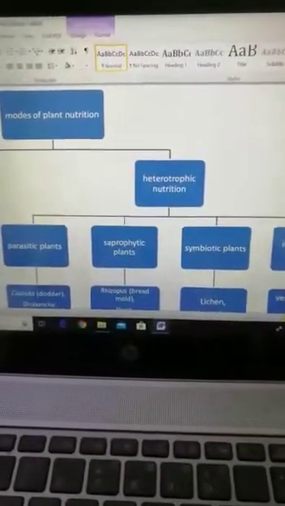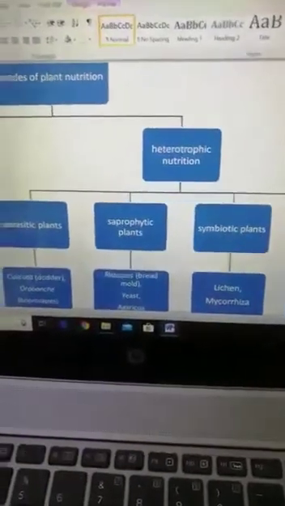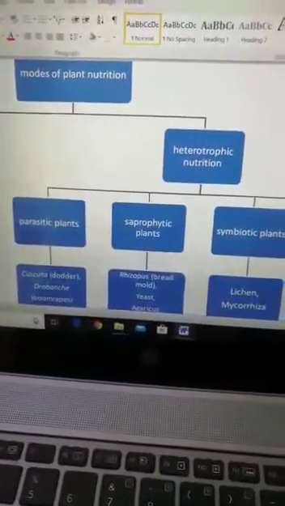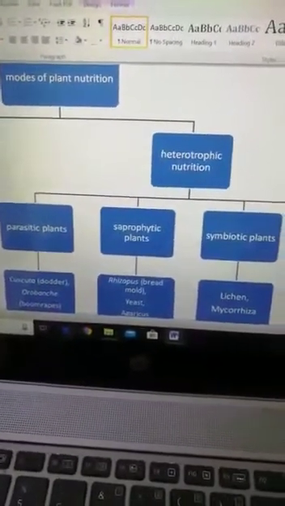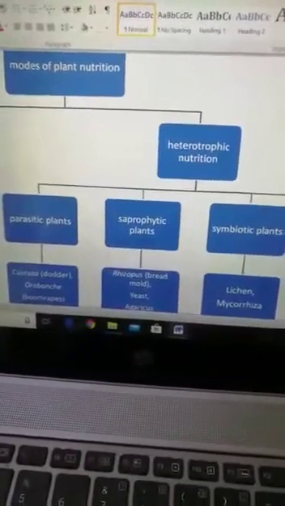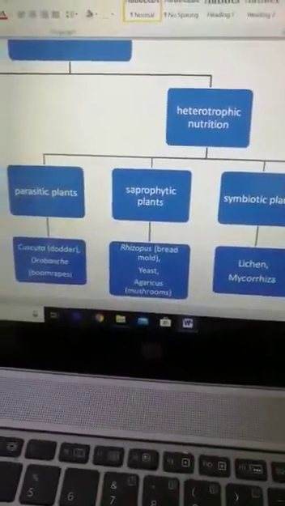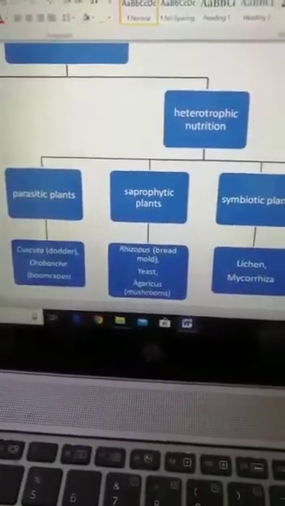The first type is parasitic plants. These plants get their food from another green plant known as the host, and the parasitic plant causes harm to the host. Examples of parasitic plants are Cuscuta, dodder, and Orobanche, broomrape in common language.